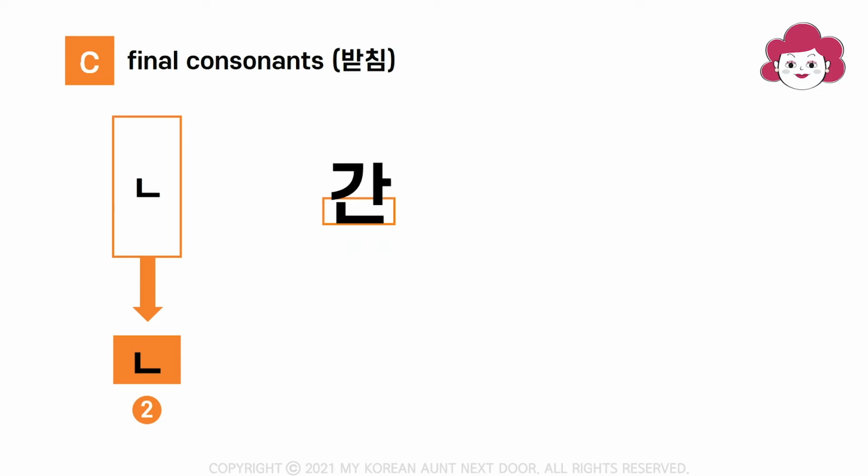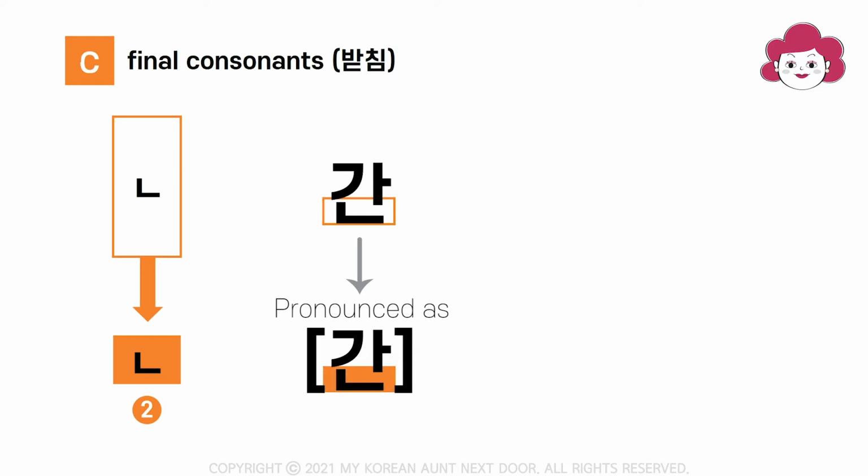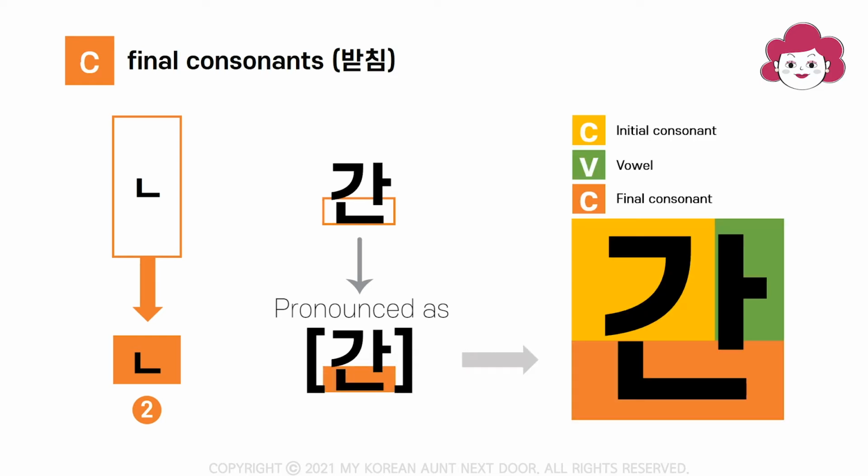Look at this syllable. It has the final consonant 니은. Therefore, it is pronounced as n. 그, 아, 은. Together, 간.